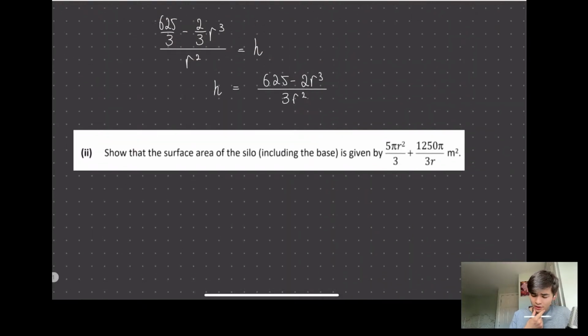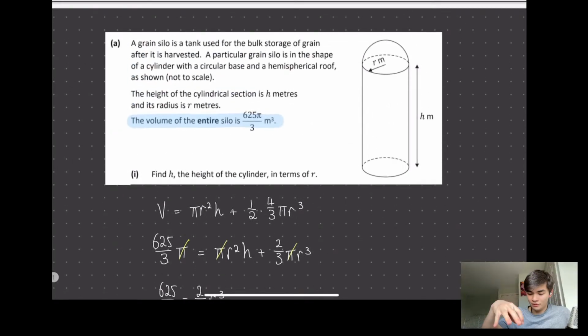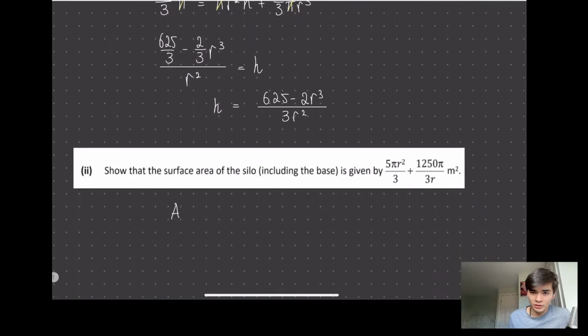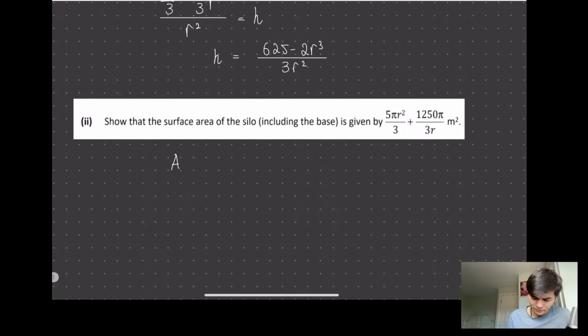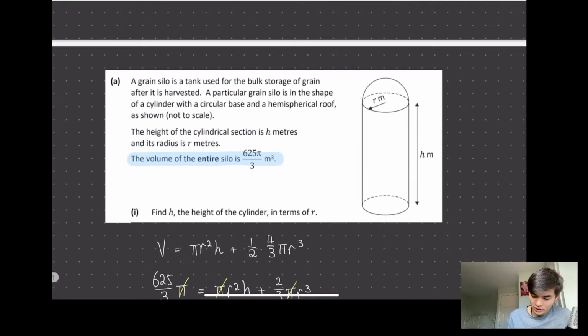So the surface area of the silo, including the base, is given by this. So again, it's just a surface area question, right? We obviously want half of the sphere's surface area at the very top. So we know that's 4 pi r squared multiplied by a half. So that's the surface area of a sphere multiplied by a half. That's what we want to keep. Okay, we also know that we've got the bottom. So I've already done this surface. I need to do this surface. That's just pi r squared.